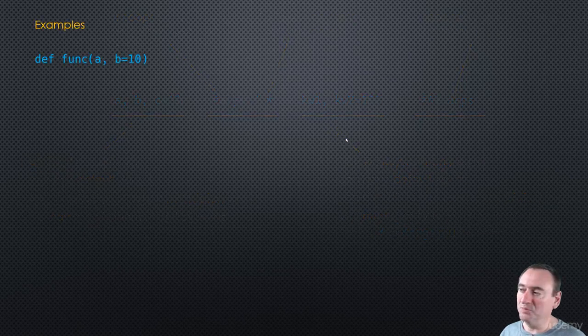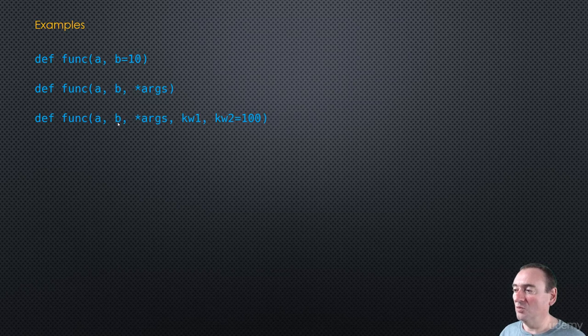So let's look at some examples very quickly. We can call this function A with B equal 10. Two positional arguments, one of them has a default. Here we have two positional arguments. They don't have defaults, so they'll be mandatory. And here we're going to scoop up some additional positional arguments that the user can specify when they call the function. Here it gets a little more complicated.